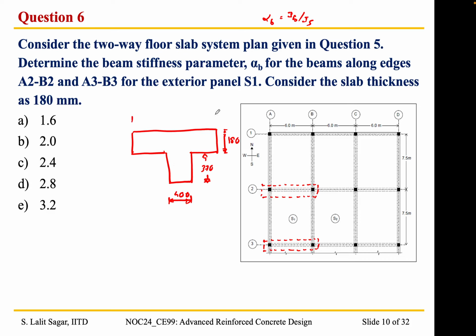And the width of the flange would be BW plus 2DW. That is 400 plus 2 times 370. That gives me a value of 1140 mm. Okay, so for this we need to determine the location of the neutral axis.